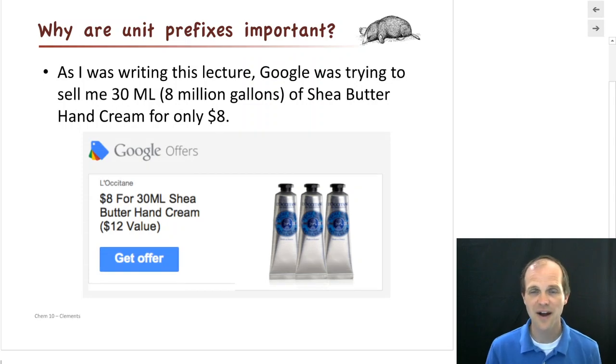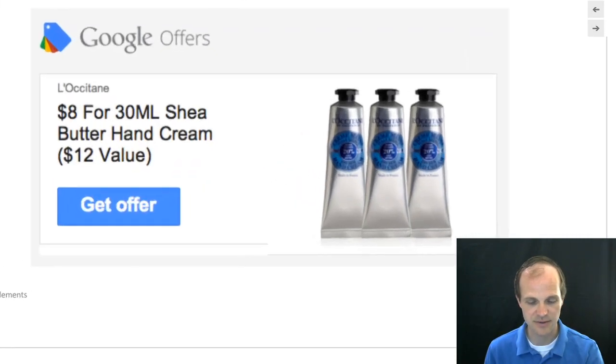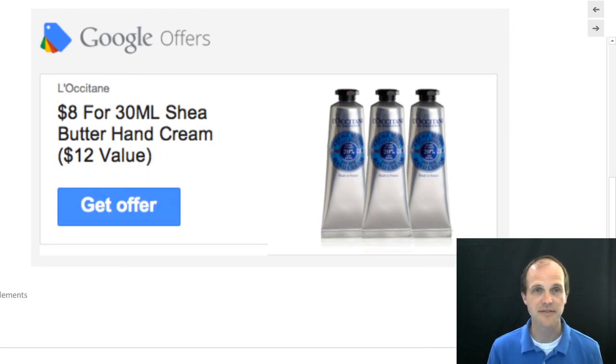Now, why is it important to understand these? When I first made this lecture, I was literally typing up that last slide. I got Bing from my email. And back in those days, there was this thing called Google Offers. And Google Offers was trying to sell you stuff because, you know, that's what Google does. Believe it or not, they try to sell you stuff. And they came up with this offer. It said, hey, here's $8 for 30 ml of shea butter hand cream.